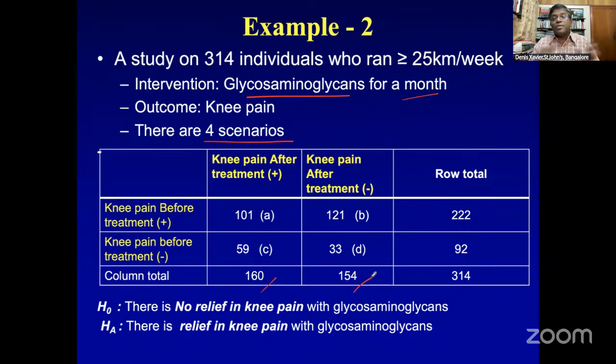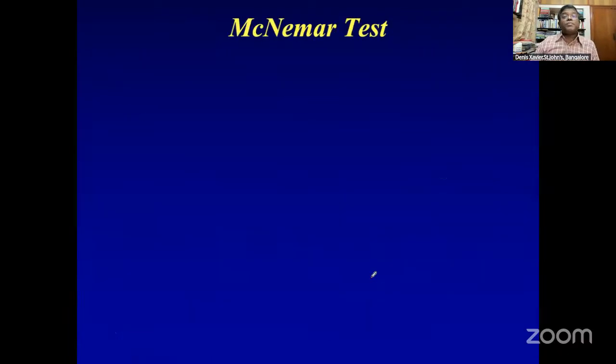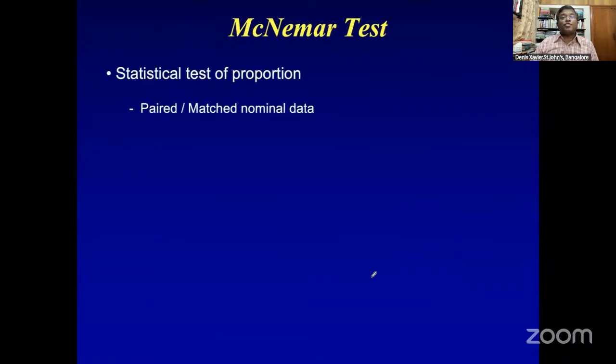Okay, so total sample size is 314. All right. For this, we do the McNemar's test. McNemar's test is a test of proportion. It is for paired or matched nominal data.